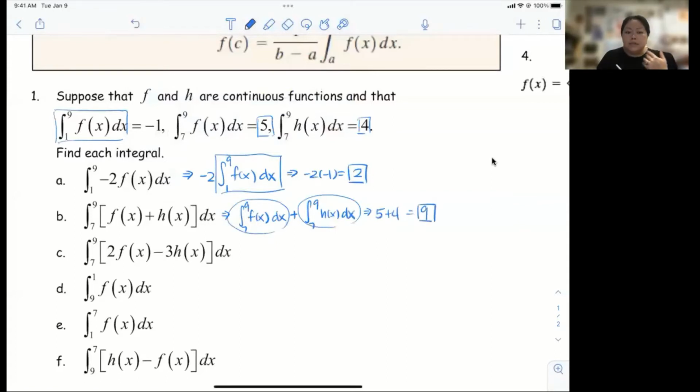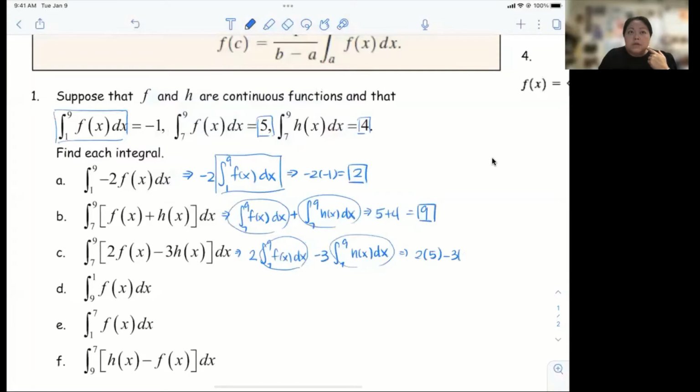Same thing, you can subtract with a scalar in front, so we can pull the coefficients out. This is really 2 in front of the integral from 7 to 9 of f of x dx, minus 3 times the integral from 7 to 9 of h of x dx. Now I can replace this piece with 5 and this piece with 4. So this is really 2 times 5 minus 3 times 4, which gives me 10 minus 12 to get -2 for my final answer.